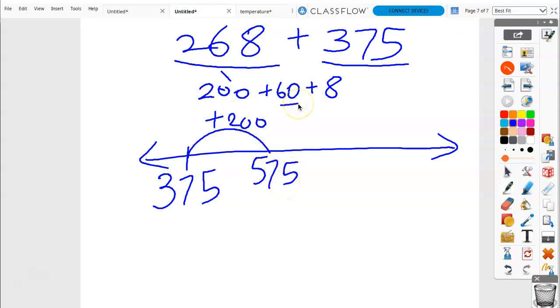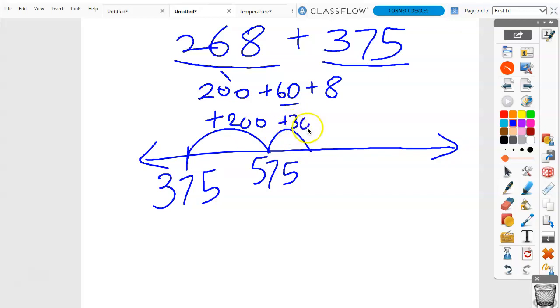Now 60 is a big number to add, so you can even break it apart even more. That's why this is called open number line. We don't need to write every single number. We can break it apart any way we want. One thing students need to know is that they need to have a strong number sense in order to do that too.